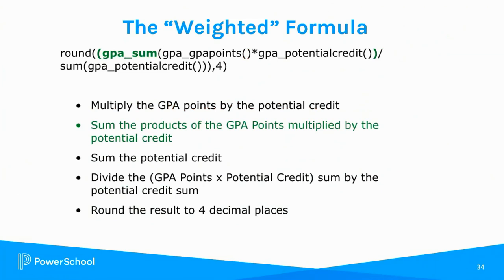Excuse me, Charles? Yes. Just some food for thought. I've always thought this formula should be GPA points times GPA earned credit in the numerator rather than potential credit, because if a student fails a class and has 0 earned credit but 1 potential credit, that could throw off the GPA. We do see that as well. But again, it comes out of the box as the potential, and that's why we're showing it here. But yeah, earned credit is probably something that I would do if I was in charge. So that is perfectly okay as well.